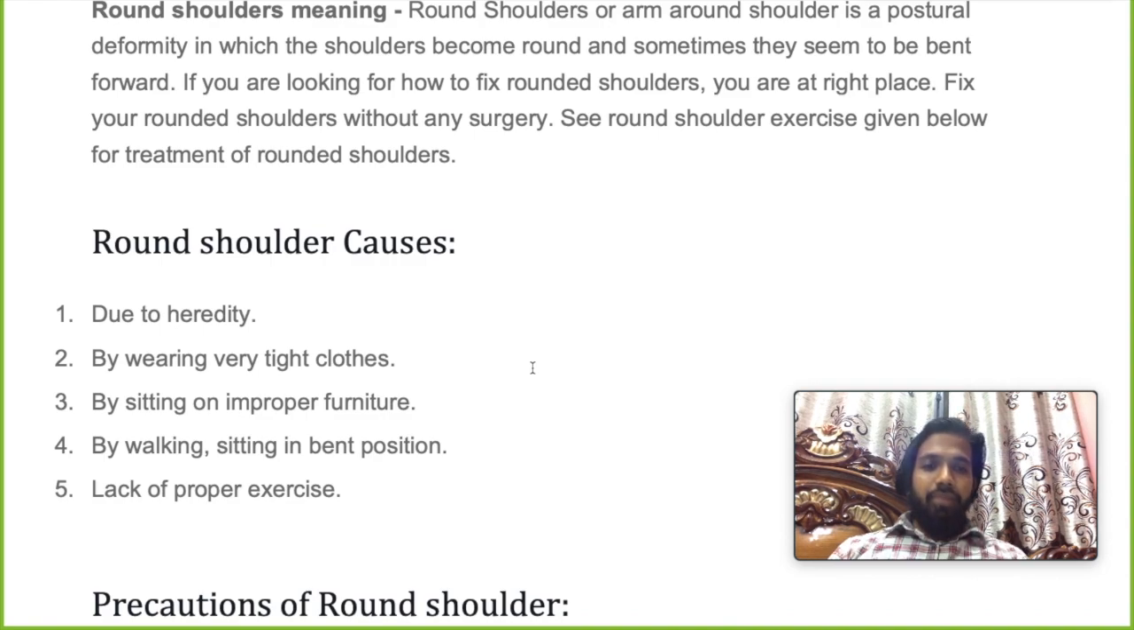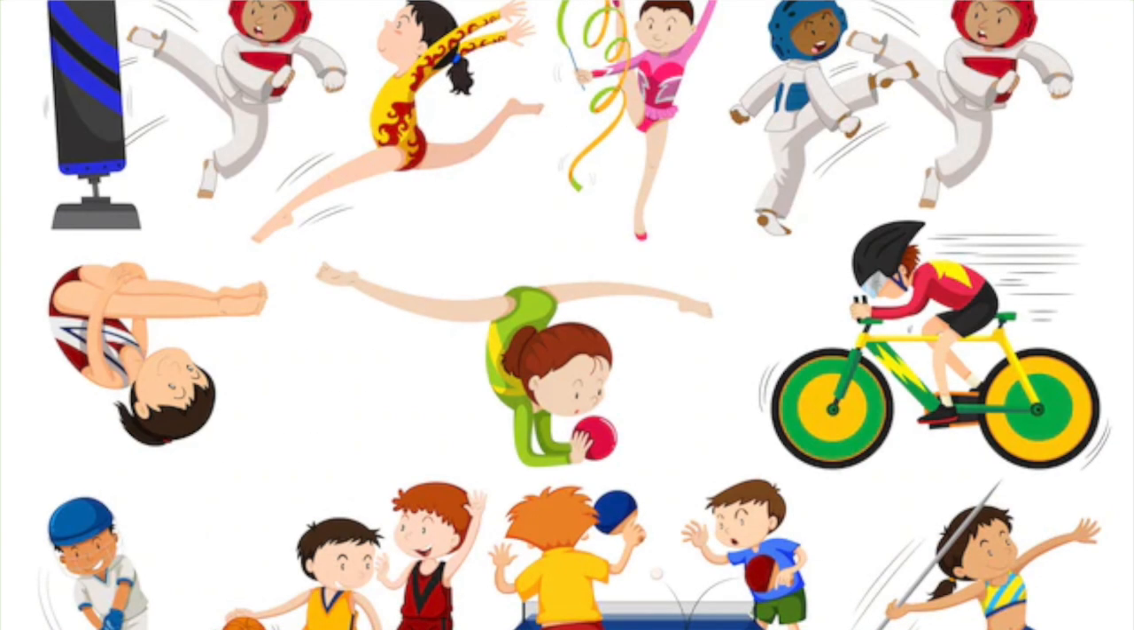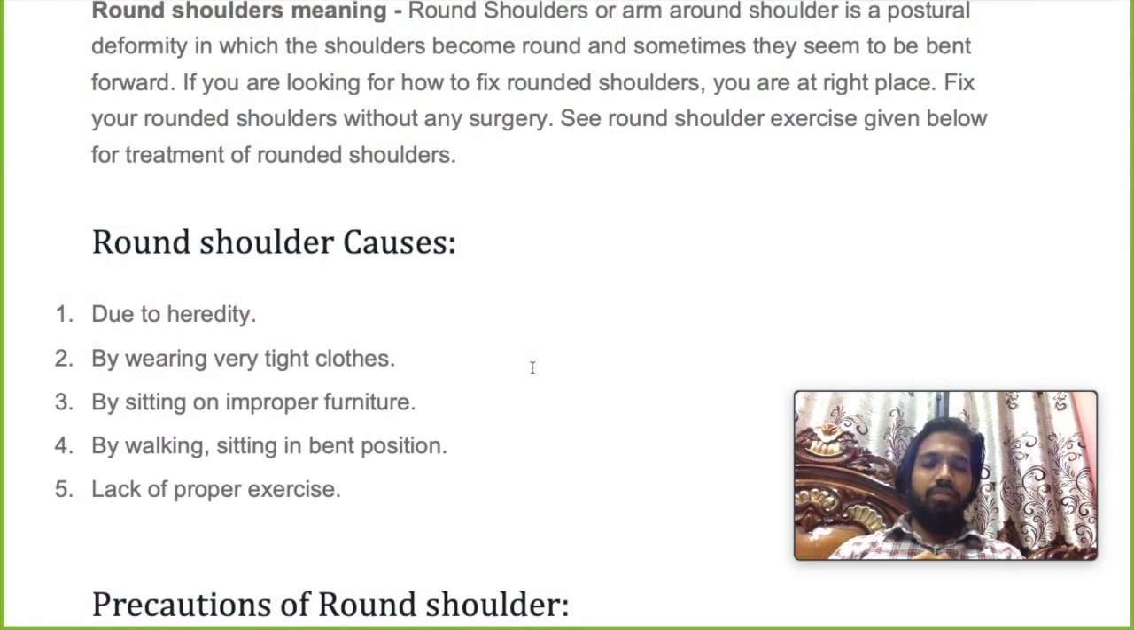And remember one thing, when you're walking or sitting, don't walk or sit in a bent position. You shouldn't bend your shoulders while sitting or walking. You should try to walk upright and straight. And also, one of the common causes of round shoulders is lack of proper exercise. You should involve yourself in daily physical exercises, physical activities, or any kind of sports, so you won't have round shoulders.